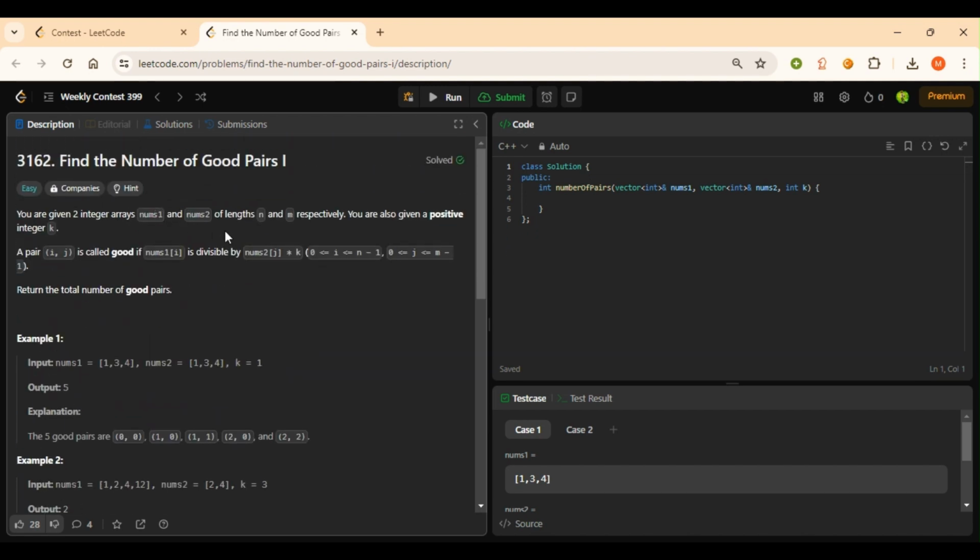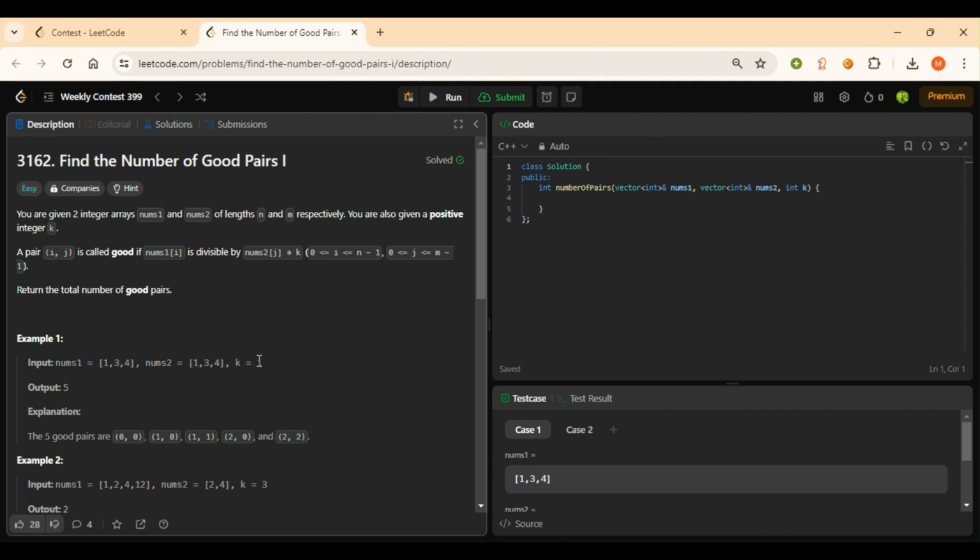You are given two integer arrays, nums1 and nums2 of lengths n and m respectively, and you are also given a constant integer k. A pair (i, j) is called good if nums1[i] is divisible by nums2[j] * k. So basically, if some number times k is a factor of some other number in this array, then it will be counted as an answer. You need to find the number of such pairs that satisfy this condition, that a number in the first array should be divisible by a number in the second array multiplied with k.